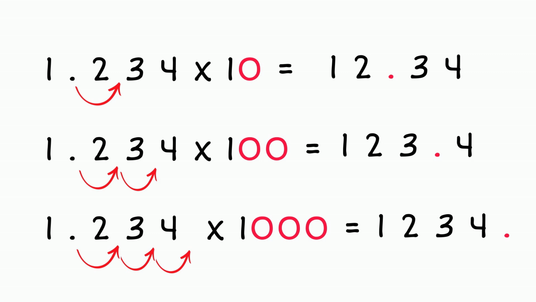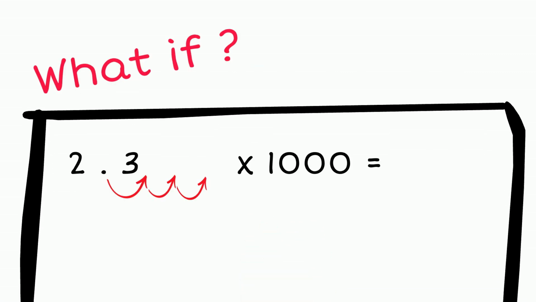As you can see, when the decimal point reaches the end of a number, it disappears. But what if the decimal point reaches the end of the number before we finish all the steps? No problem. We just add zeros at the end for the rest of the steps.